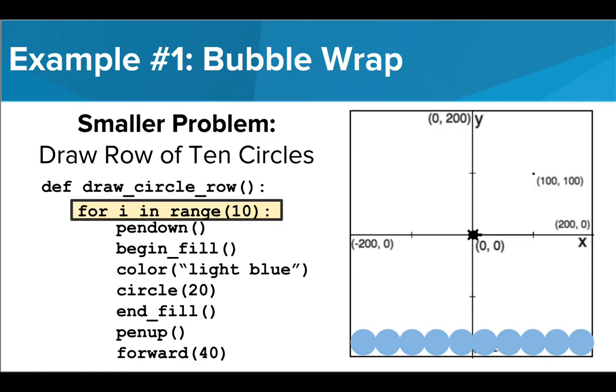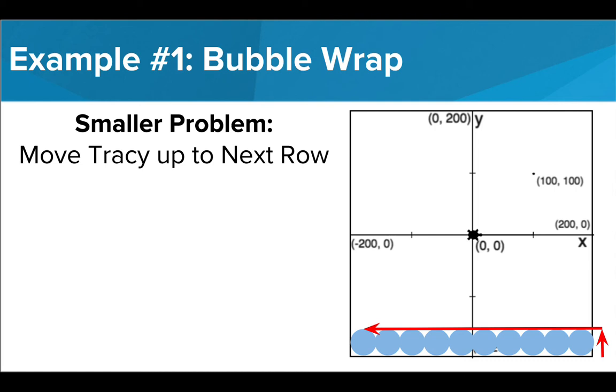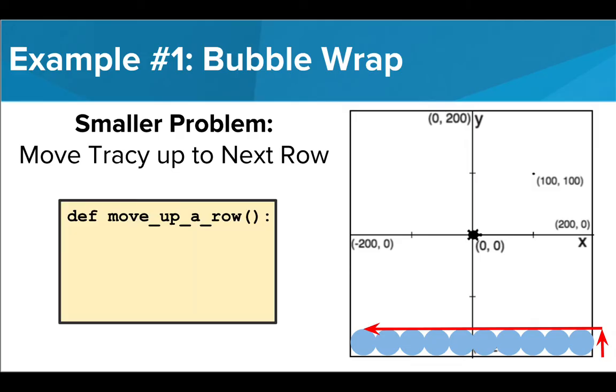Another smaller problem we can solve is moving Tracy from her end point after drawing the circles to the top of the next row where she needs to start drawing 10 more circles. We can write a function to solve this problem. Tracy ended 20 pixels past the right side of the canvas after drawing the last circle, because she moved 40 pixels at the end of the loop. She also ended facing right.